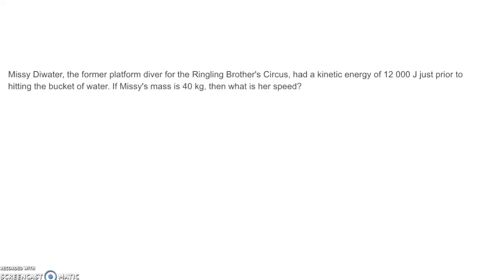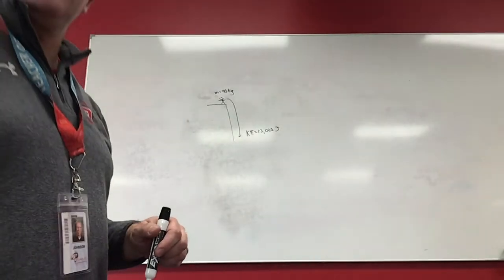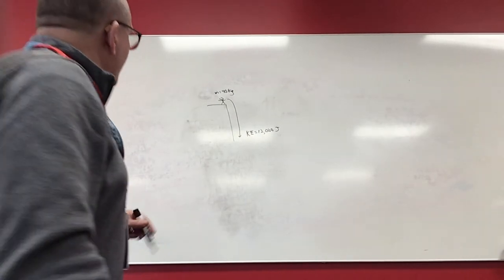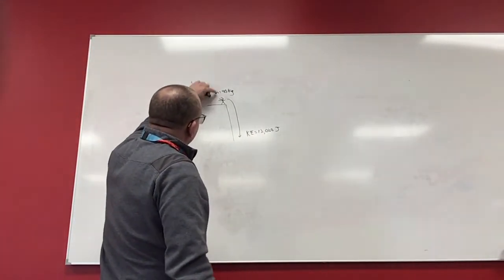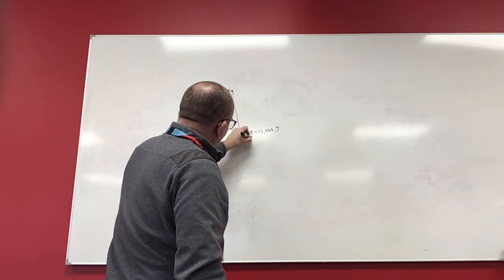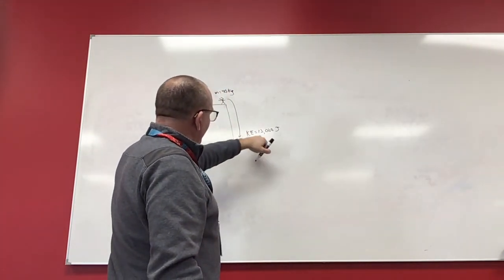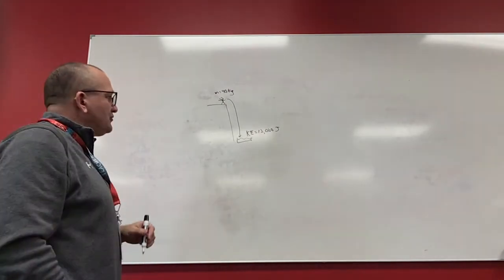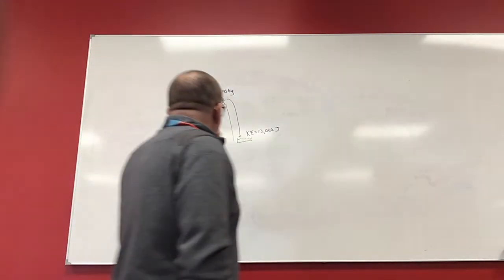Missy DeWater, former platform diver for the circus, has a kinetic energy of 12,000 joules just prior to hitting the bucket of water. If Missy's mass is 40 kilograms, then what is her speed? Do it now. All right, so we got our jumper with a mass of 40 kilograms going all the way down trying to hit this tub of water. Right before it hits the water, it has 12,000 joules of kinetic energy. How fast is our diver going?